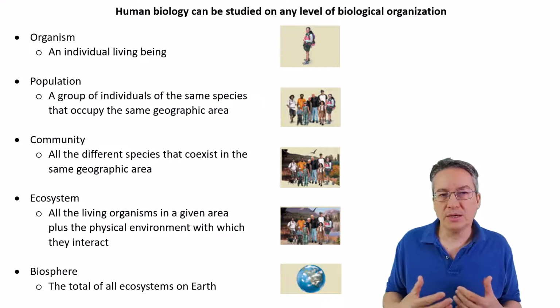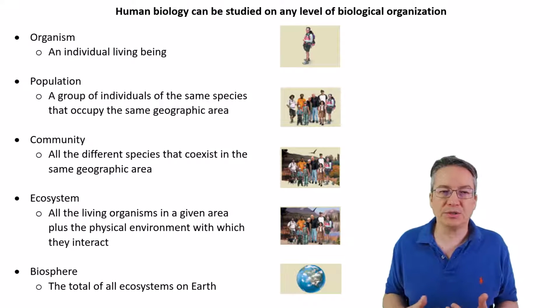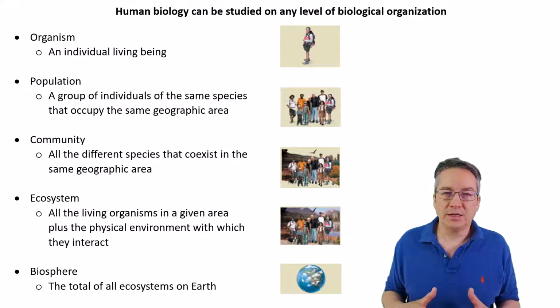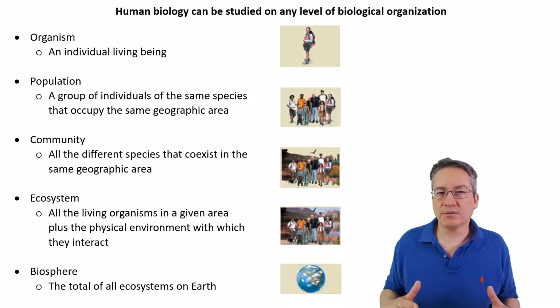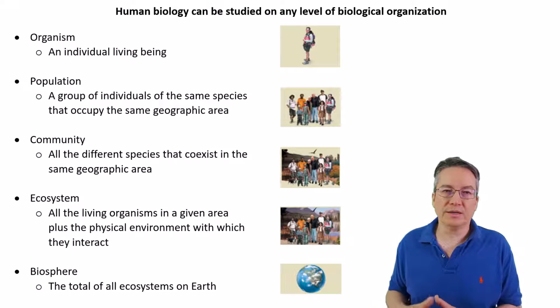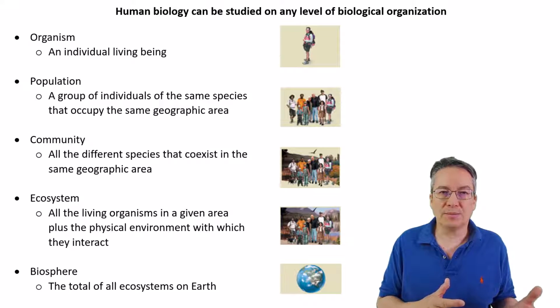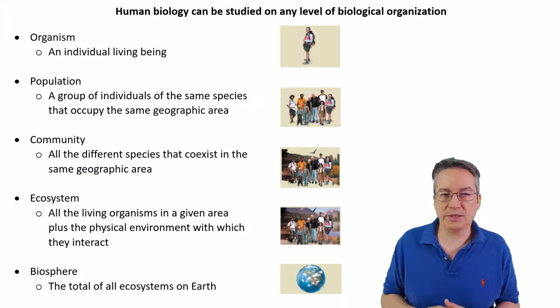Okay, next up, we have the population. A population is a group of individuals of the same species that occupy the same geographic area. So we could take, say, a metropolitan area around a city, and we say, okay, here's a population of humans living in this area. You could also speak of, say, a population of squirrels in a valley, or a population of lizards on a mountain. Those would all be populations.